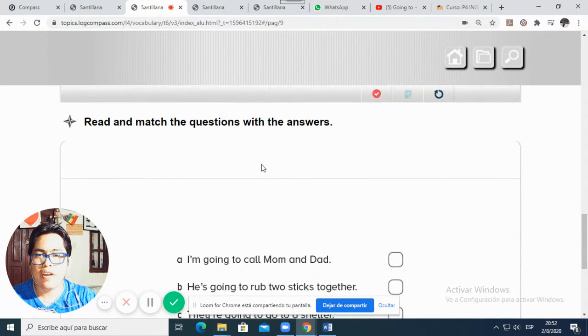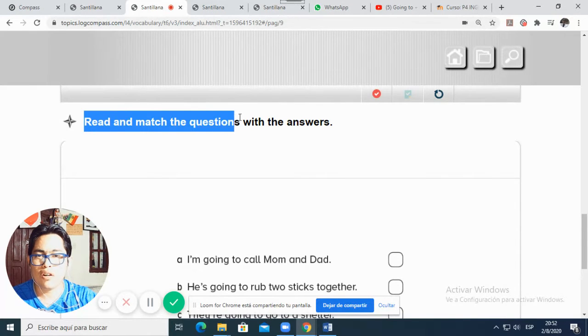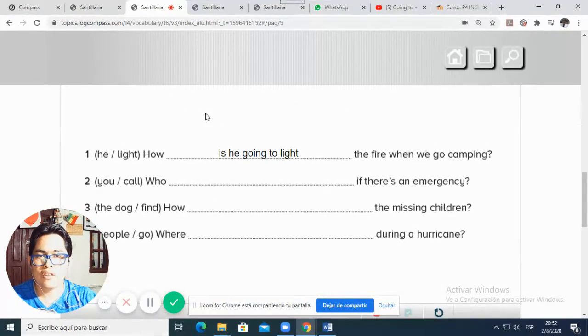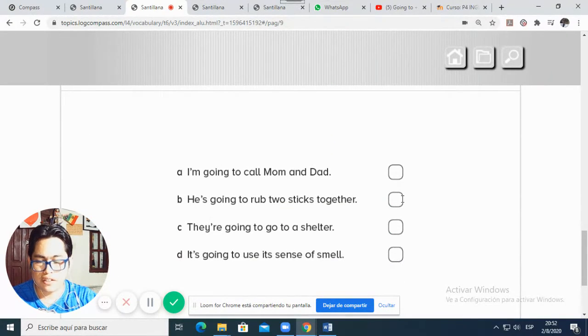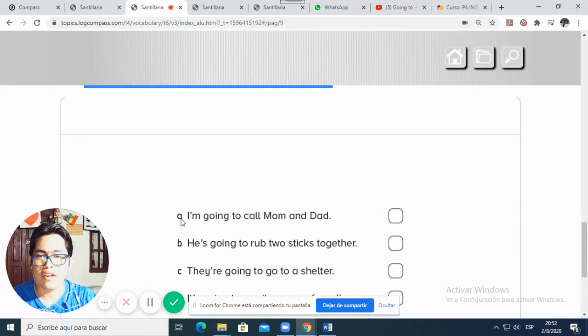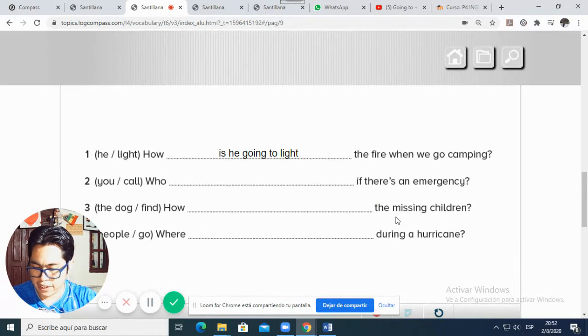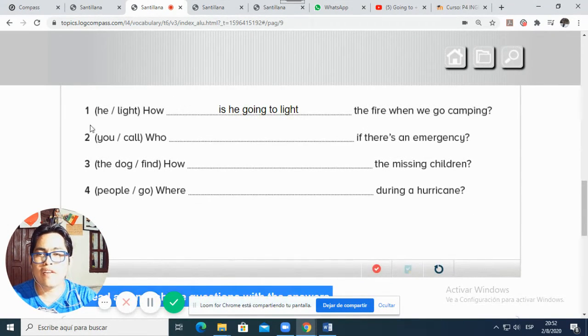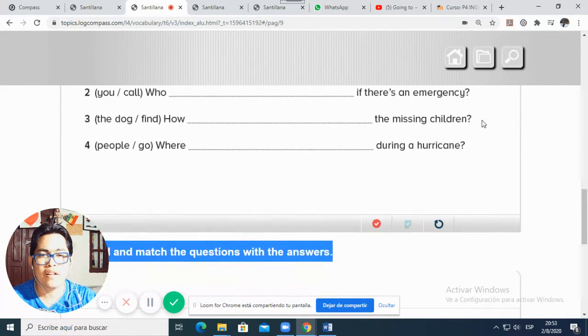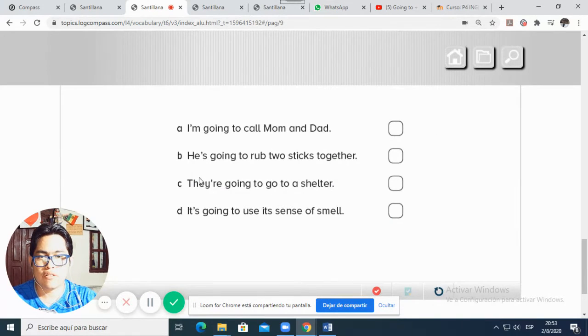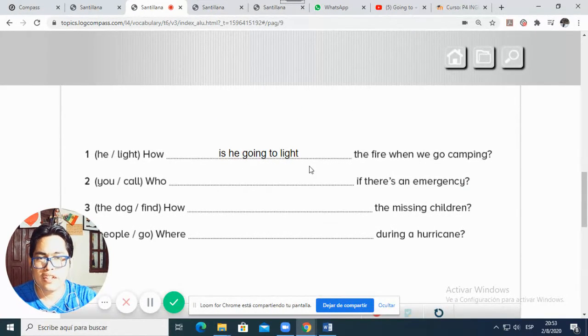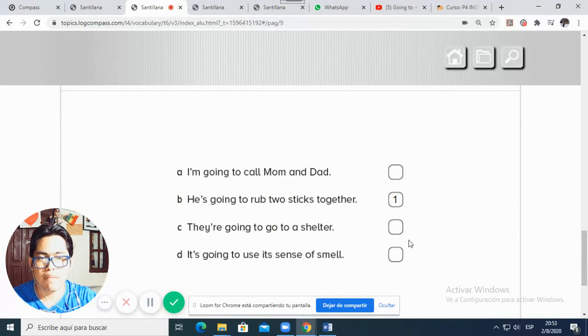Finally, we have here read and match the questions with the answers. So these questions, we match them with these answers, only writing the number. For example, here it says, I'm going to call mom and dad. Okay? And we read the question number one that we did. It says, how is he going to light the fire when we go camping? So we need to look for the answer that matches that question. So it says here B, he's going to wrap two sticks together. That answer matches this question. Okay, you match only writing the number.